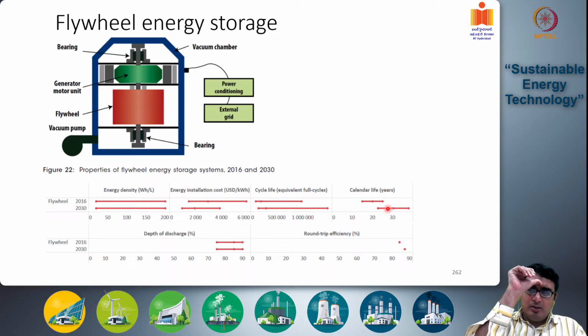So there is a divergence between cycle life and calendar life because there are problems with bearing wear. If you replace the bearings, it can run again. So the calendar life of the flywheel itself is long, but the bearings may have to be replaced from time to time. Depth of discharge is 85%, good. Round trip efficiency is 85%. It should go to 90% through R&D efforts in the future. So those are the kind of expectations here.